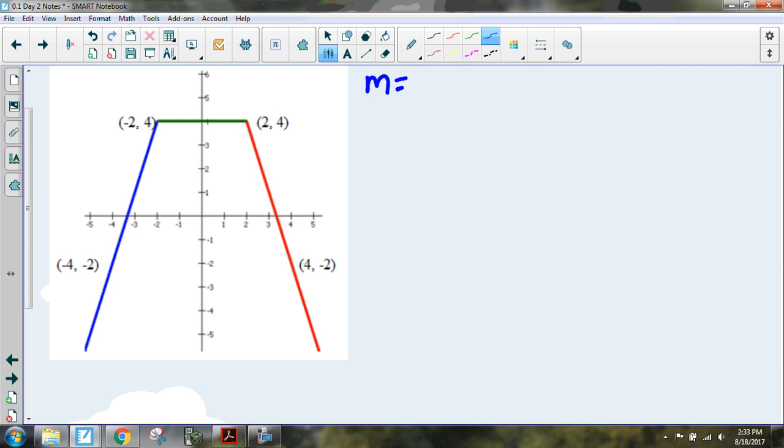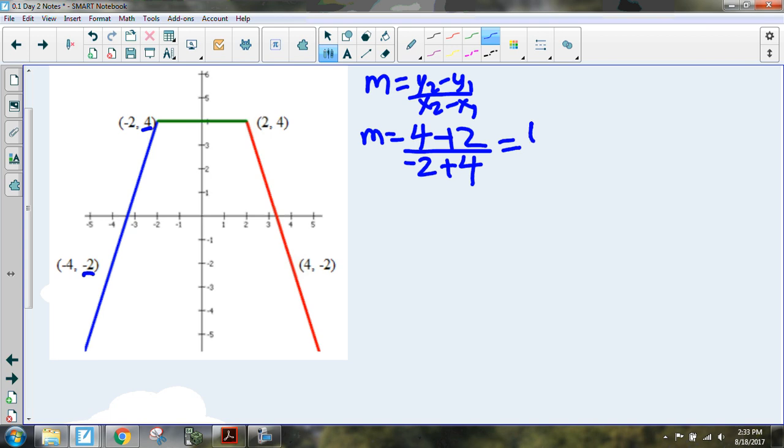Slope is your y2 minus y1 over x2 minus x1. So when we're finding the slope, we have our y values. I'm going to do 4 minus negative 2, so that becomes a plus 2. And then we have negative 2 minus negative 4, which becomes a plus 4. So 4 plus 2 is 6 over negative 2 plus 4, which is 2, which gives me a slope of 3.